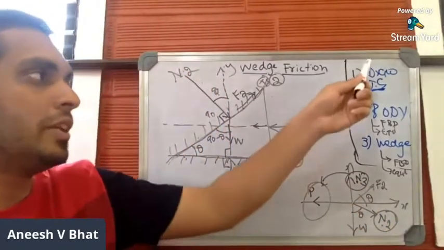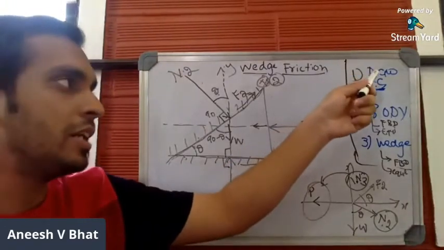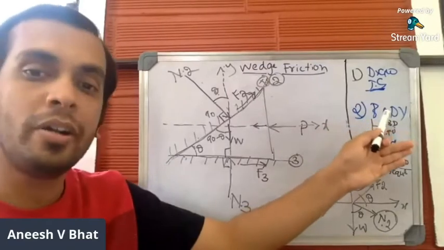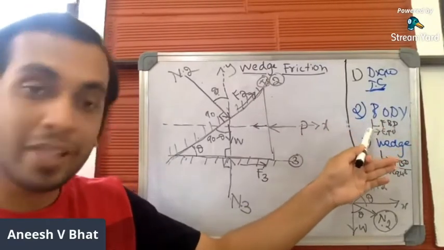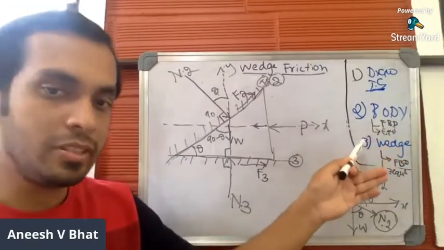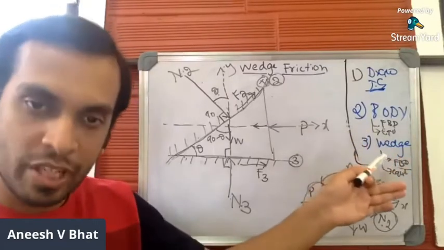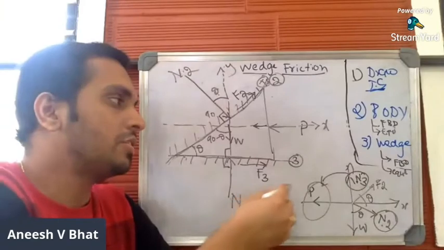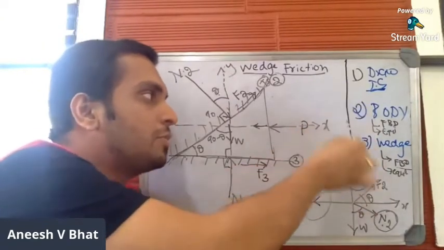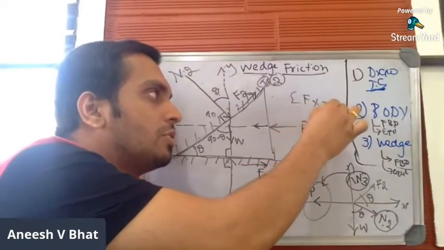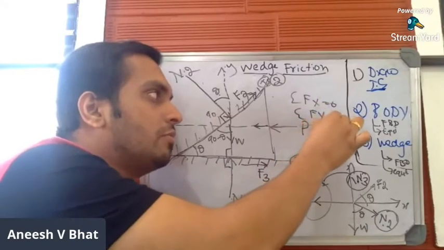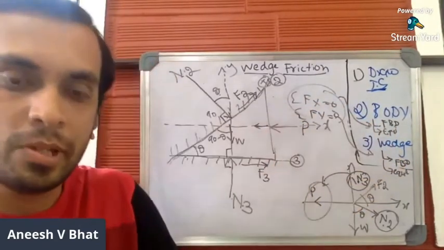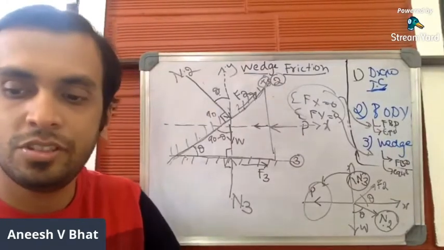So again, step number 1 is to draw the imaginary surface between the body and the wedge. In step number 2, we'll consider only the body, draw the free body diagram, and apply the equilibrium condition. In step number 3, consider only the wedge, draw the free body diagram, and apply the equilibrium condition. So there are only 2 equilibrium conditions to be applied in step number 2 and step number 3: summation of Fx equal to 0 and summation of Fy equal to 0. This is how it goes.